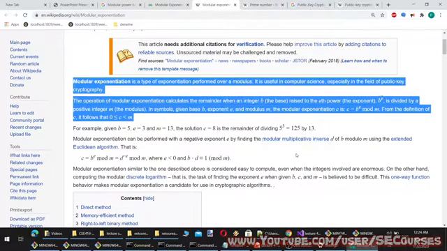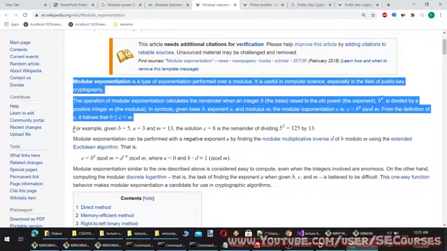Let's read it. Modular exponentiation is a type of exponentiation performed over a modulus. It is useful in computer science, especially in the field of public key cryptography. The operation of modular exponentiation calculates the remainder when an integer b, the base, raised to the eth power, the exponent e, is divided by a positive integer m, the modulus. In symbols, given base b, exponent e, and modulus m, the modular exponentiation c is c equals b^e mod m. From the definition of c, it follows that 0 is less than or equal to c, less than m.